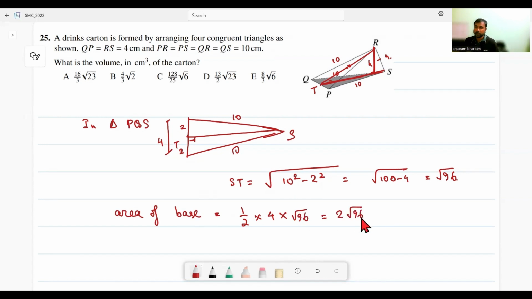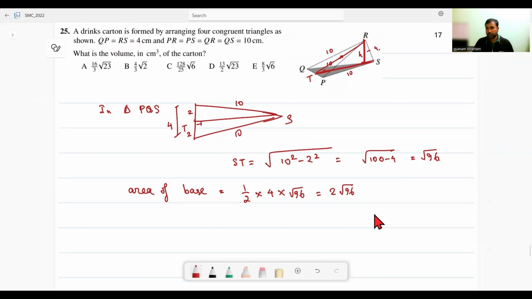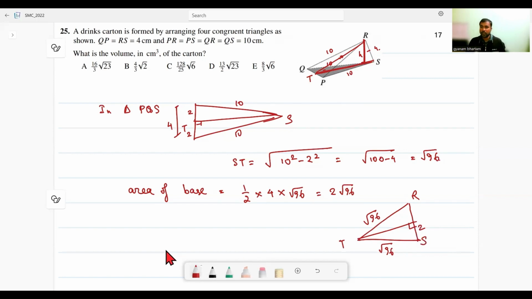Now we have to find the height of this pyramid shaped carton. For that, we have this triangle, right, which is R, S, and T. This is the square root of 96, this is the square root of 96, and this is again 4. If we divide it, this is 2. So again an isosceles triangle, and we have to find this height, D.